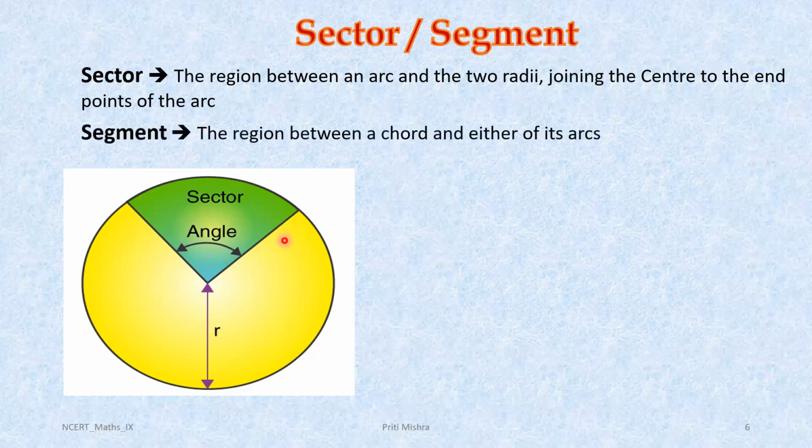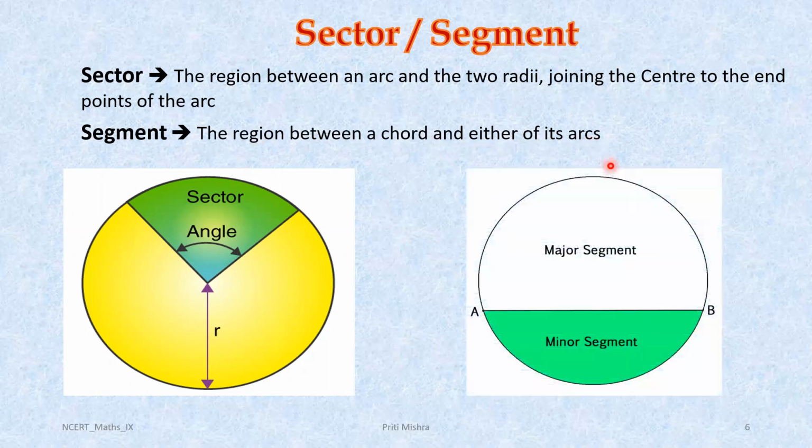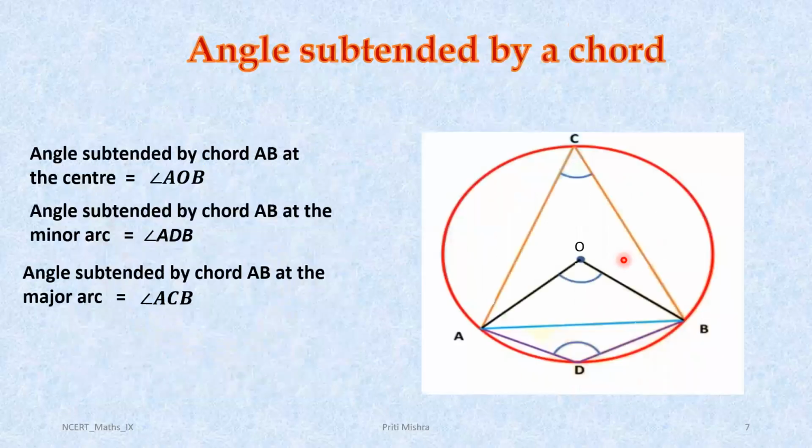Now what is segment? So segment, the region between a chord and either of its arcs. Here you can see we are having two segments. This is the minor segment and this one is the major segment. So the green portion is representing the minor segment, which is the smaller part of the circle, and the bigger part is known as the major segment. So segment is basically the region enclosed within a chord and an arc.